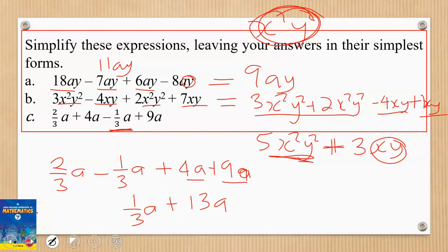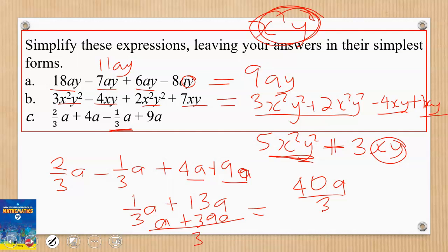So we can find the LCM for that to get the answer. Maybe here we can say that our LCM is 3. So we are going to get 1/3 a. If you find the LCM, based on our fractions we've learned previously, that will give us a plus now 3 times 13 will give us 39a. So our answer becomes 40a divided by 3.